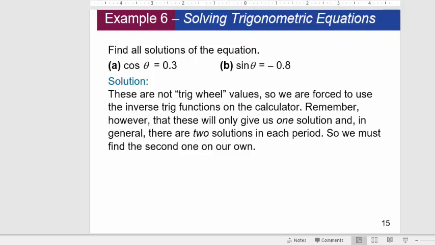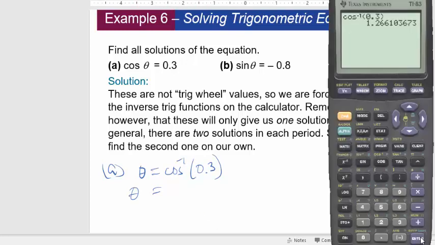For the most part, I think we had a tangent one earlier that wasn't, but for the most part, they've been trig wheel values. So what if they're not trig wheel values, right? Like 0.3 and negative 0.8, these are not trig wheel values. So what we need to do to solve these is we need to take inverse cosine of both sides, right? So if we have the cosine theta equals 0.3, if we take the inverse cosine of both sides, we end up getting that theta equals the inverse cosine of 0.3. So then we punch that in the calculator and we get 1.266.